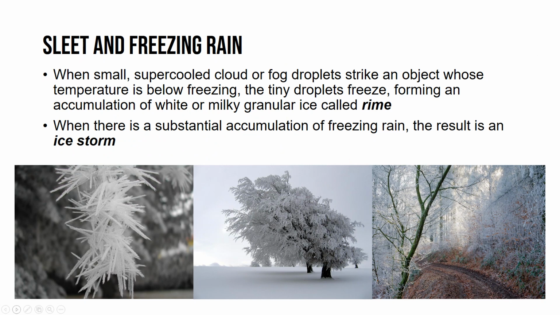Also, when small supercooled cloud or fog droplets strike an object whose temperature is below freezing, the tiny droplets freeze, forming an accumulation of white or milky granular ice called rime. So you can see rime. I think this is the same thing that we can see, though not the same process, in our freezers. When there is a substantial accumulation of freezing rain, the result is an ice storm.